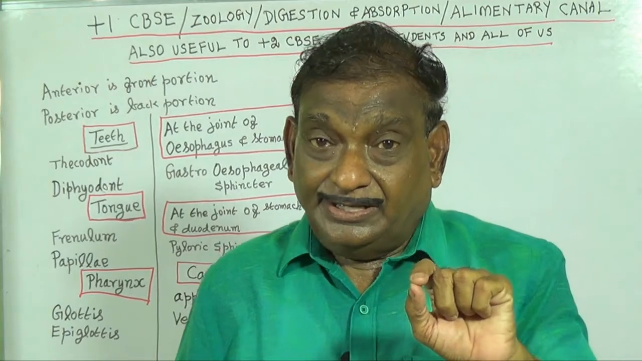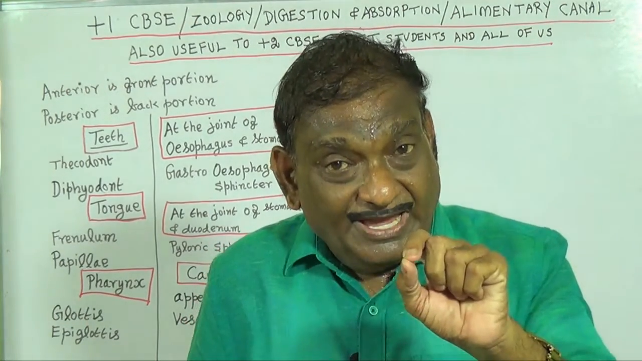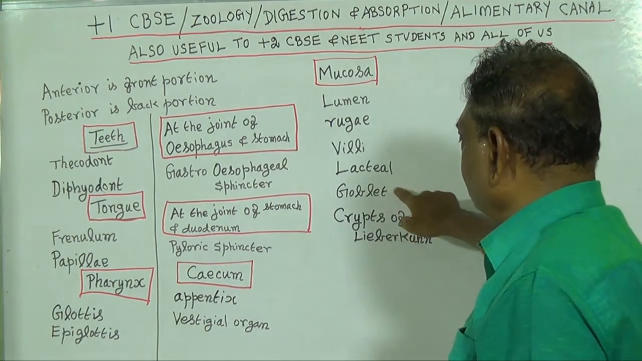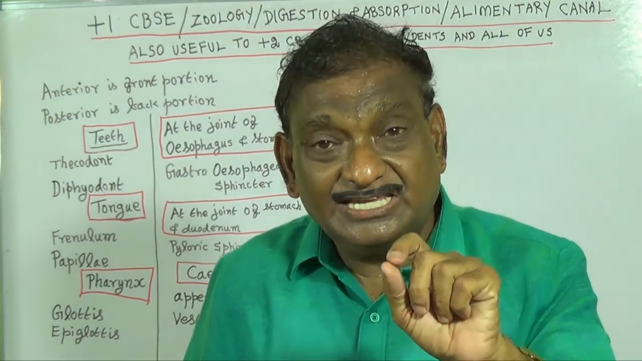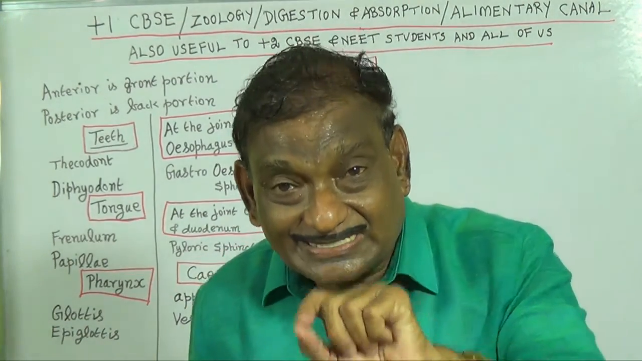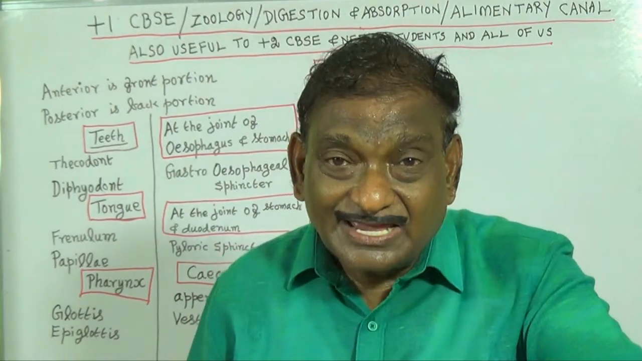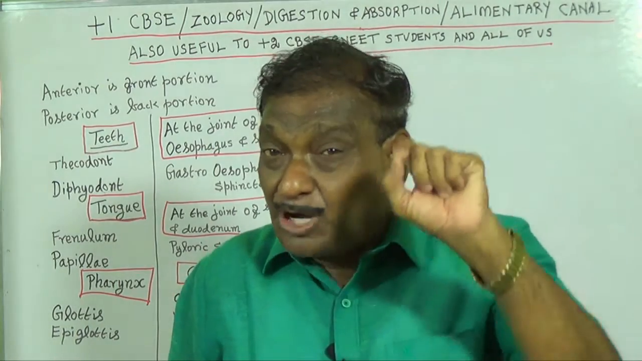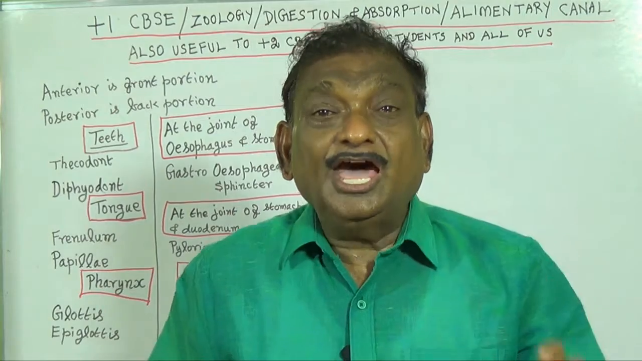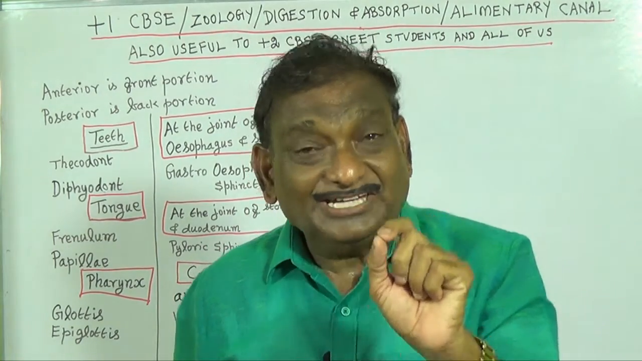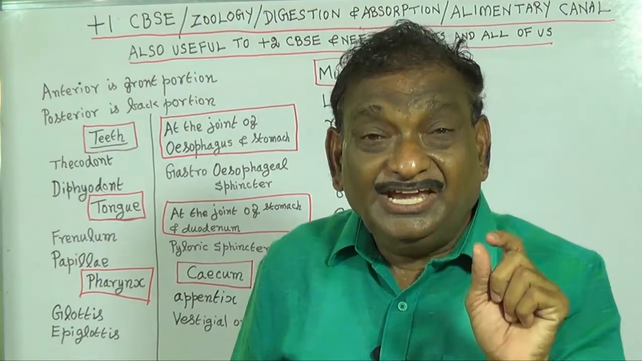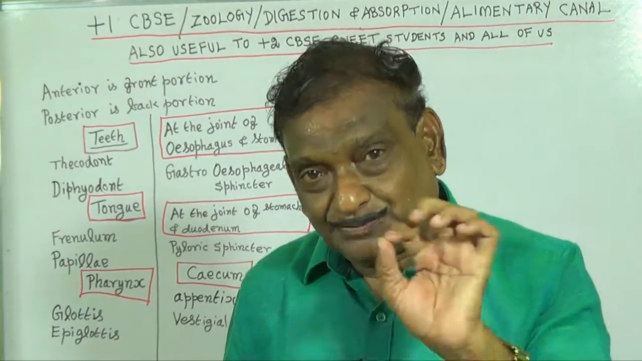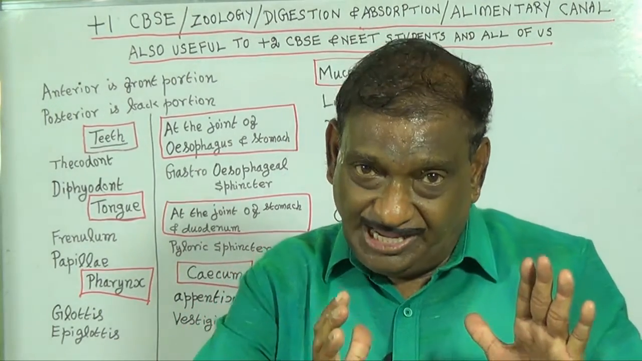After that, the mucosal epithelium has goblet cells. These goblet cells secretes the mucus. What is the function of the mucus? The mucus helps in lubrication. In the stomach portion of the mucosa, there are glands. That is gastric glands. In the intestinal portion of the mucosa, there are crypts between the bases of villi.